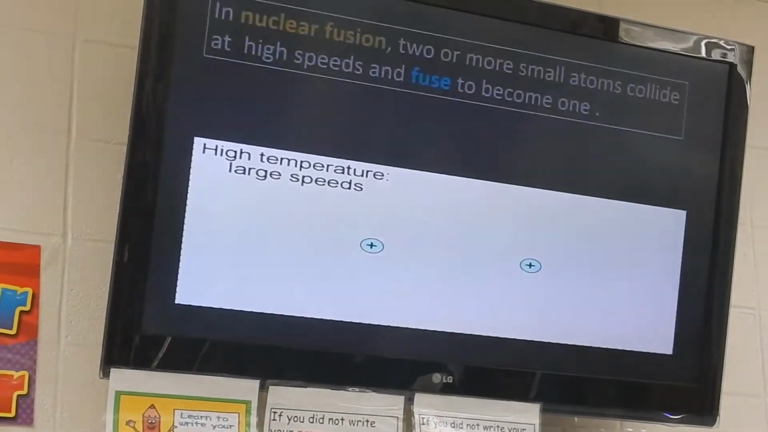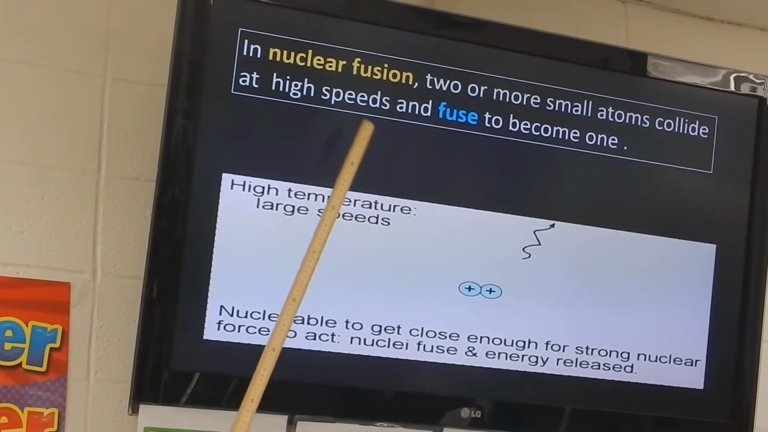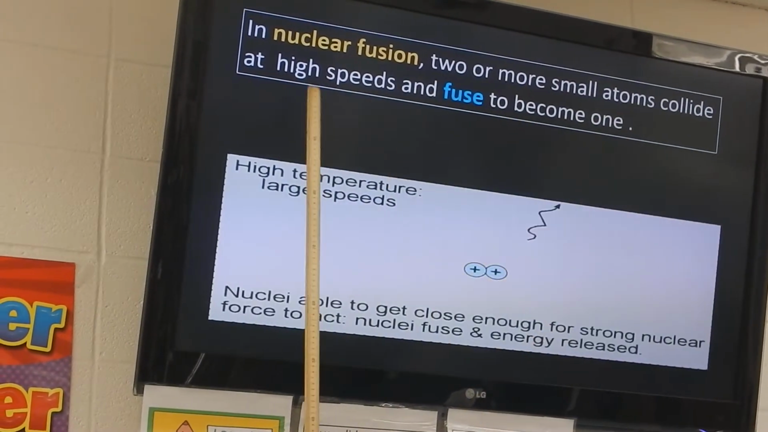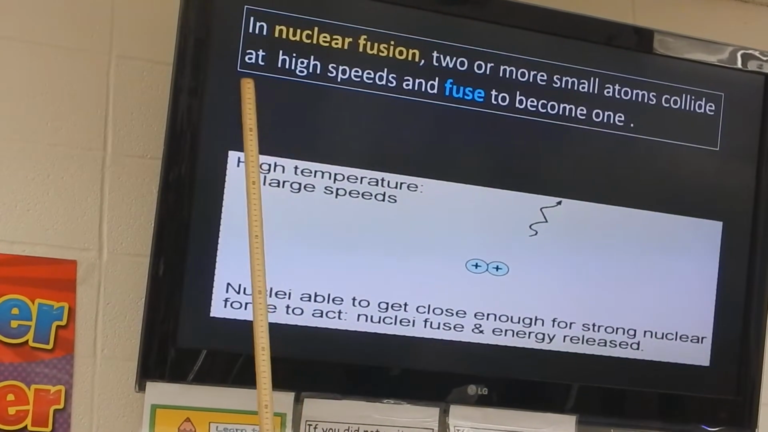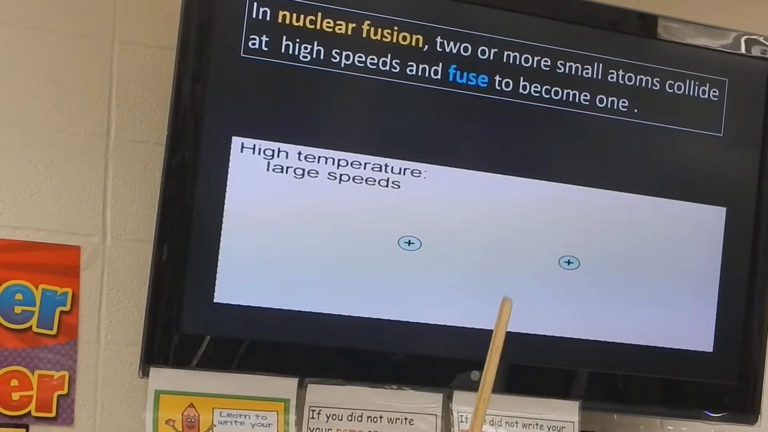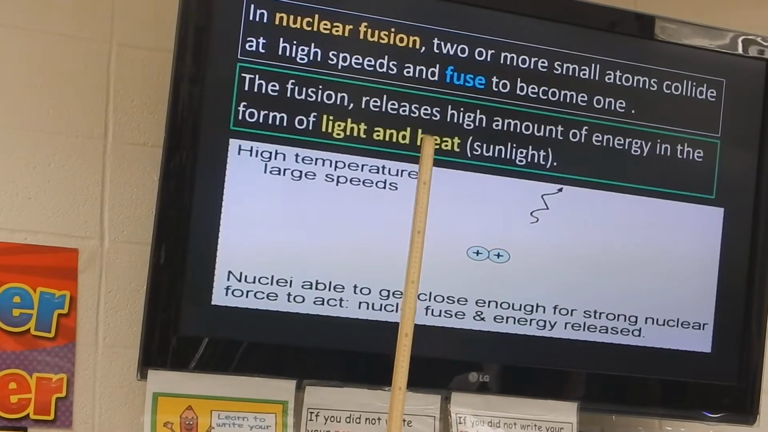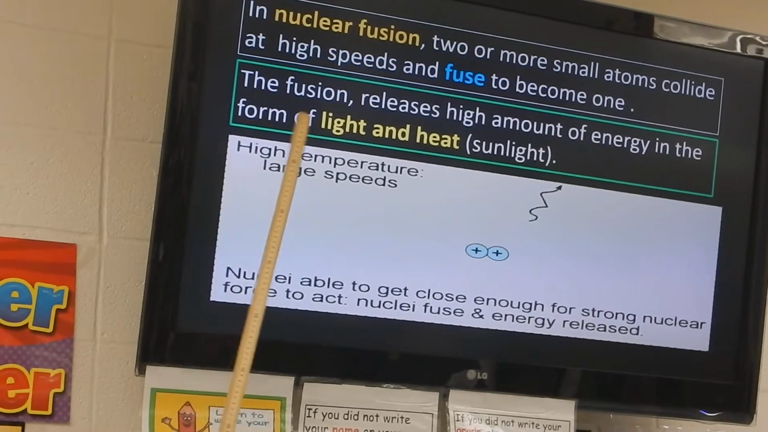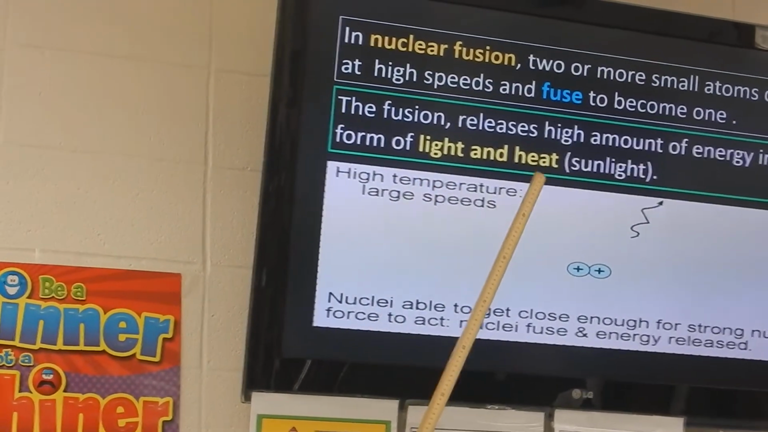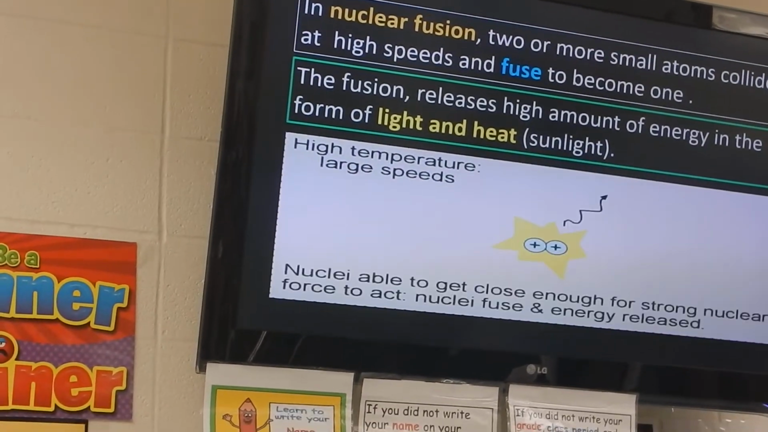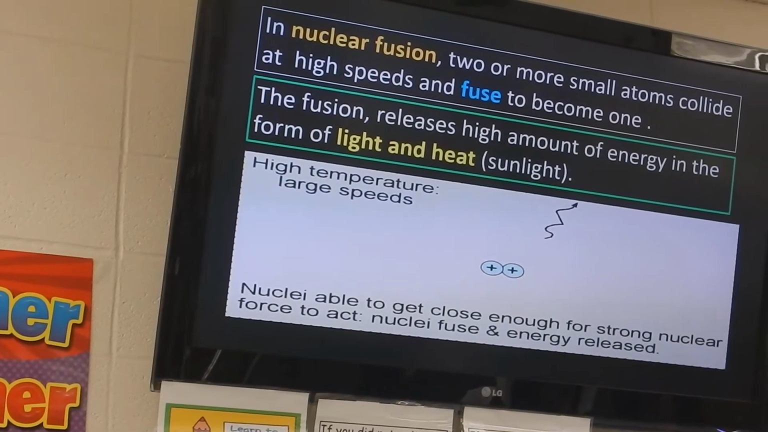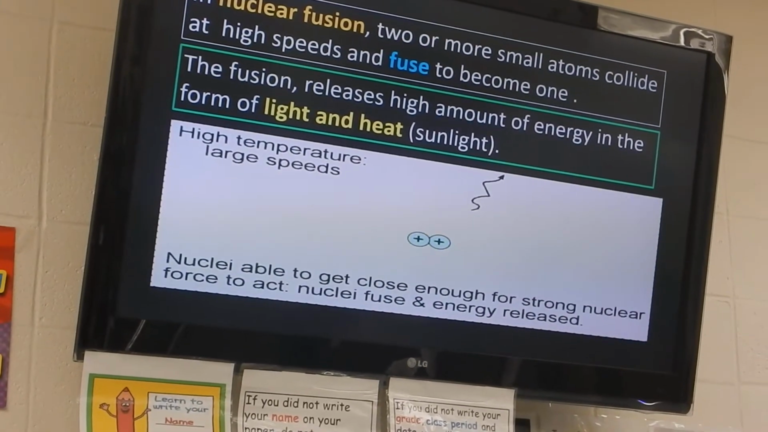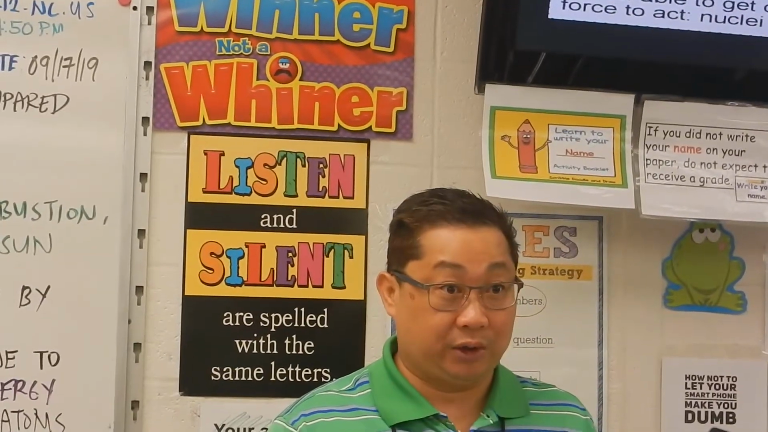Now, this is nuclear fusion right here. In nuclear fusion, two or more small atoms collide or fuse or combine at high speeds and become one. The process produces a lot of energy, and that energy is usually light and heat. Again, in the case of the sun, it's sunlight. I am reiterating that what powers our sun is nuclear fusion.